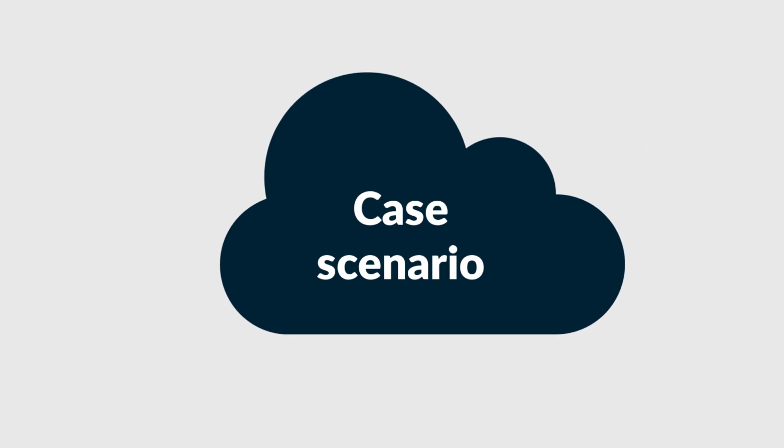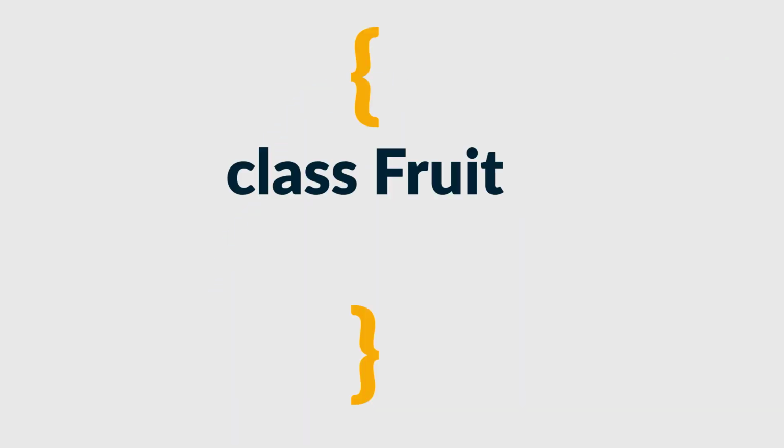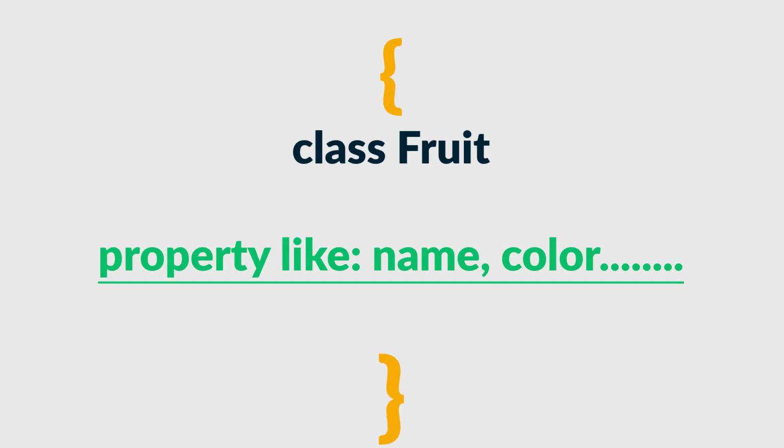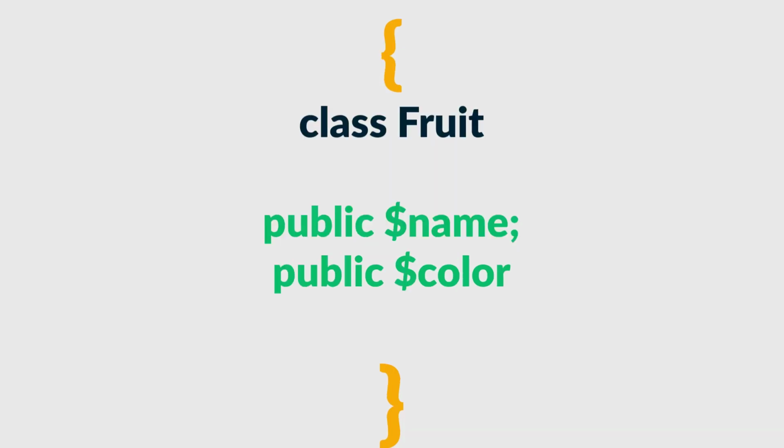Let us create a case scenario here. Let's assume we have a class named fruit. A fruit can have properties like name and color. We can define variables like $name and $color to hold the values for the properties.